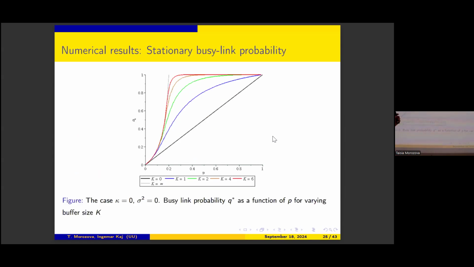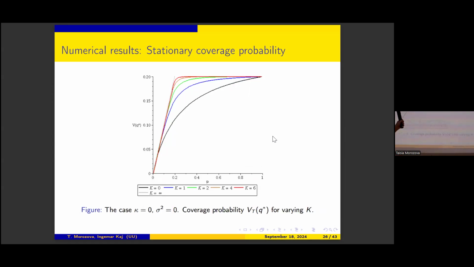Then there are some numerical results. This is the probability Q star as a function of P, because it always depends on P, right? For the case when K is 0, which means we have no buffer, it just coincides with P. For the case when K is infinity, as you can see, it is only defined up to one point here, because this point is actually our P critical. For the rest of the values, they are defined for each P, and basically the higher K is, the higher Q is as well. We can get the same for the coverage probability as well, the same pattern.